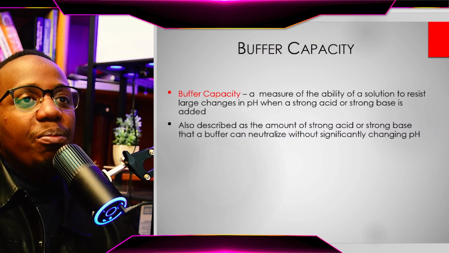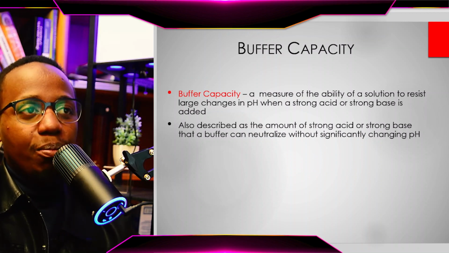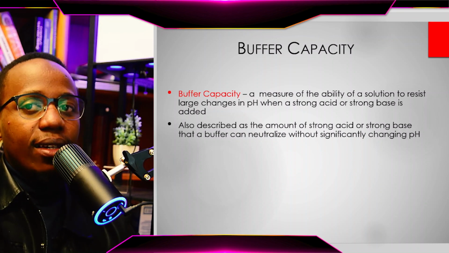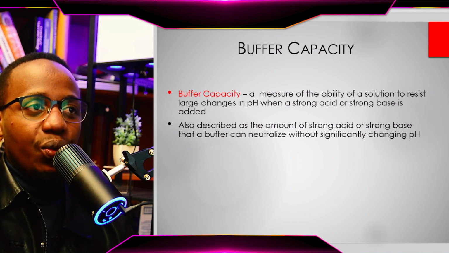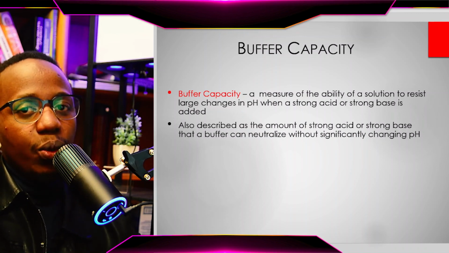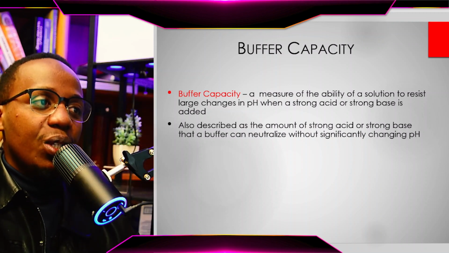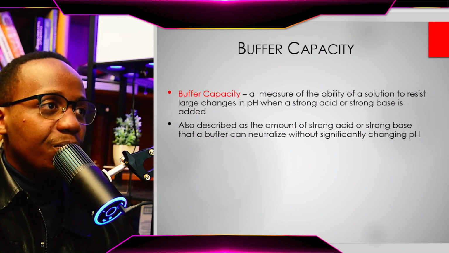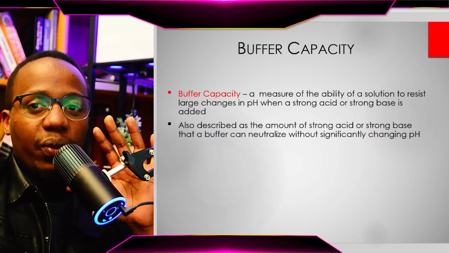So we have something called a buffer capacity, right? It's a measure of the ability of a solution to resist large changes. If you have a high buffer capacity, then our buffer will resist changes to the pH. But if you have a low buffer capacity, you add a base or an acid and the pH is going to change just like that. So it depends on what buffer. All right, that's pretty much what a buffer is.